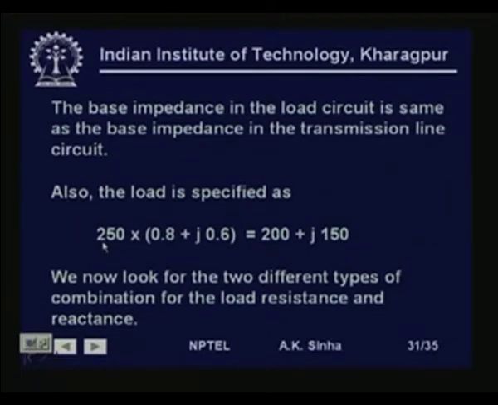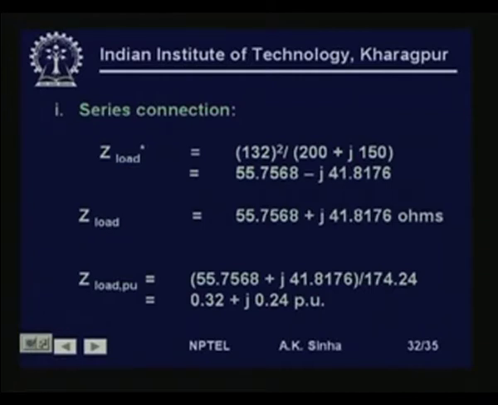Also, we have the load specified as 250 MVA at 0.8 power factor lagging. So, that can be converted into 200 megawatts plus j150 MVAr. We now look for two different types of combinations of load, resistance and reactance. That is, we are asked to find the series combination as well as the shunt combination for the impedance of this load. So, for the series combination, we find the impedance.